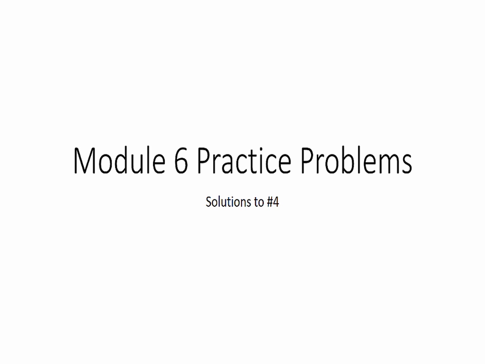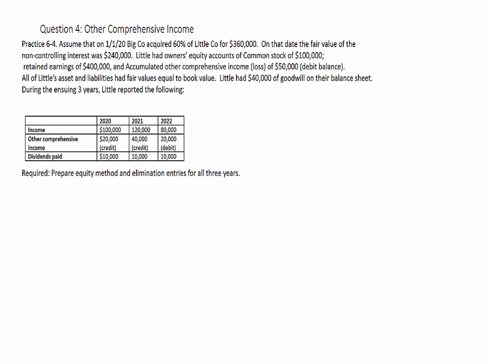Let's go ahead and run through the solution to the fourth practice problem from Module 6. Okay, this question involves other comprehensive income. So we have that on January 1st, 2020, Big acquired 60% of Little Company for $360,000. On that date, the fair value of the non-controlling interest was $240,000.